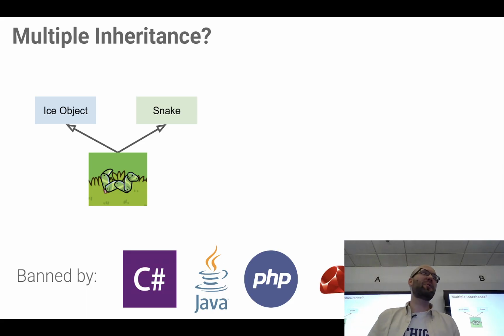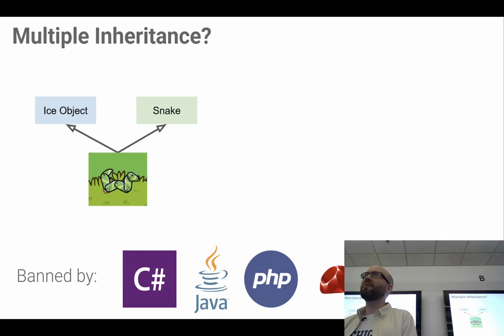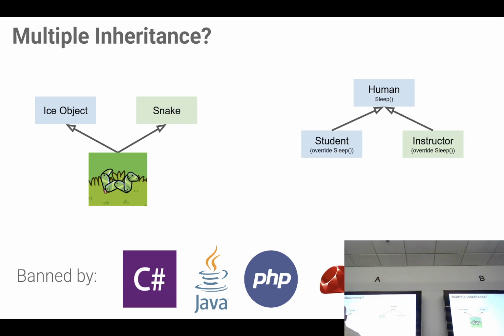And that should immediately raise some red flags. Python does allow it. C++ allows it. But because these languages are banning it, you might ask yourself why. One reason you might ban it is this. Imagine you have this kind of inheritance structure. You have a human that has a sleep function. Students and instructors are both human, but they have very different sleep patterns, and so they both override and change that sleep function.